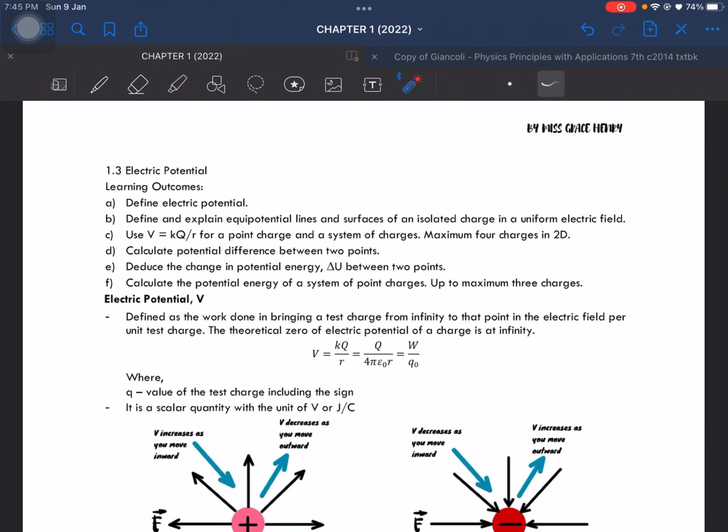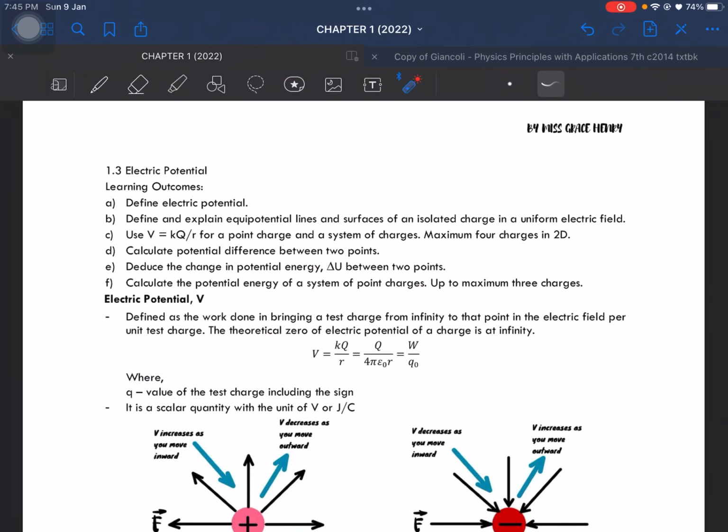Okay? And then you should also be able to use this equation for a point charge and a system of charges, maximum 4 charges, and then calculate the potential difference between 2 points, deduce the change in potential energy delta U between 2 points, and then calculate the potential energy of a system of point charges up to maximum 3 charges.